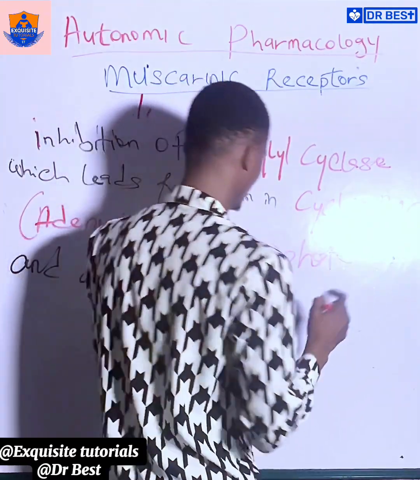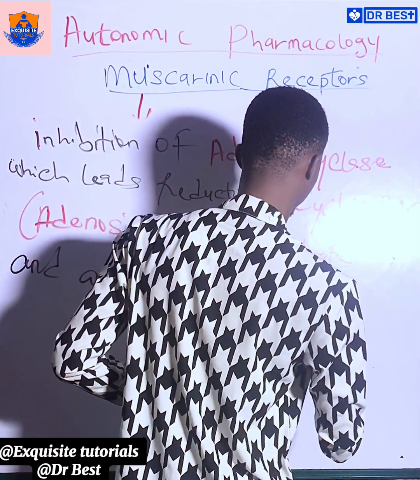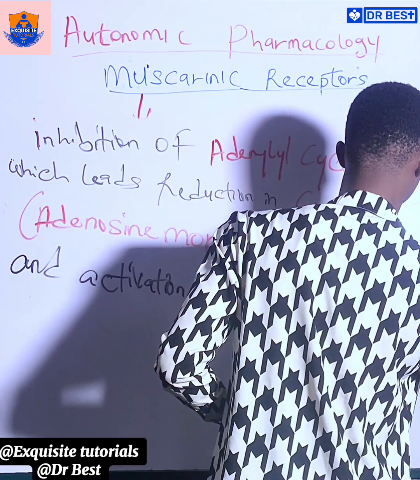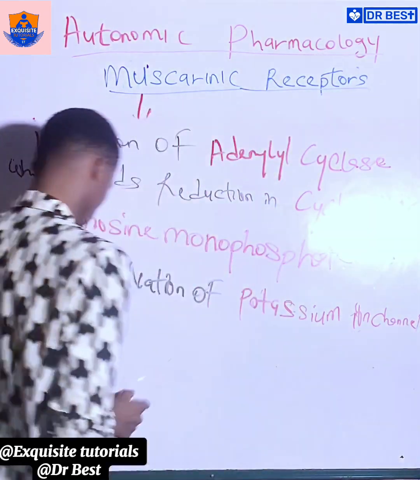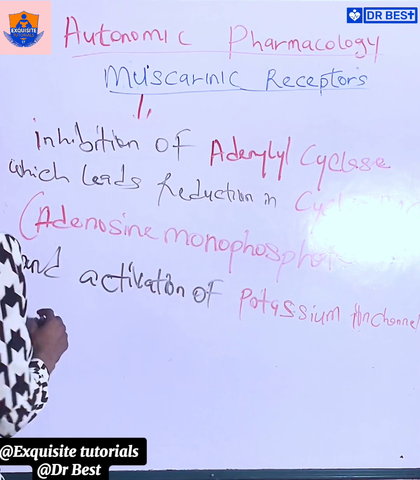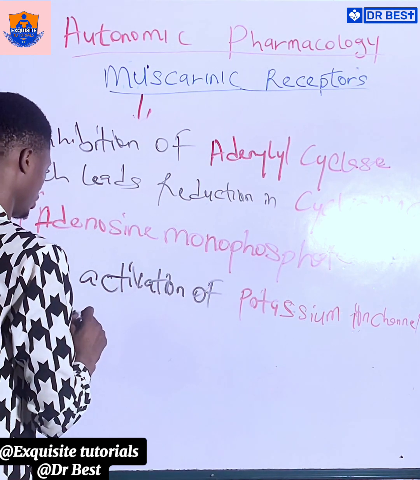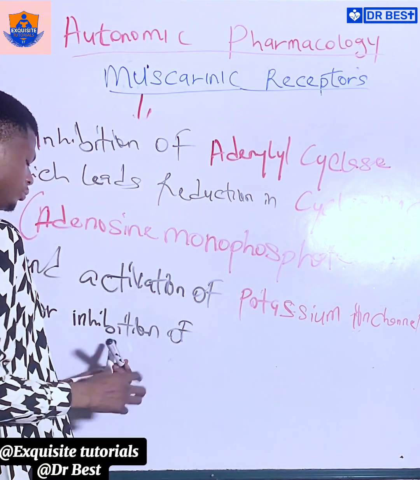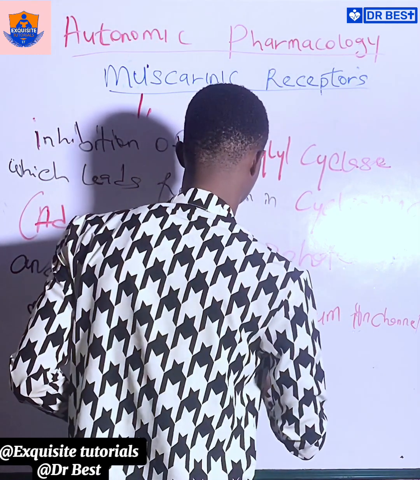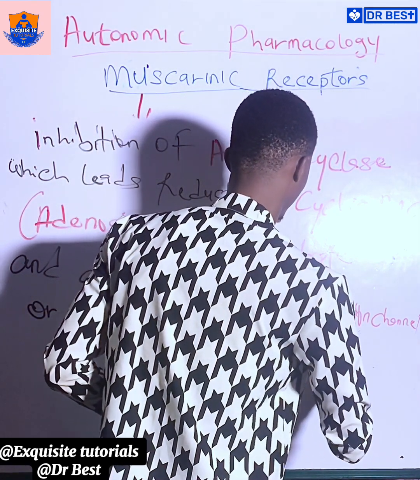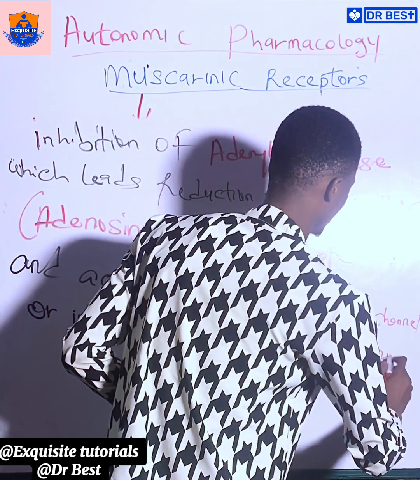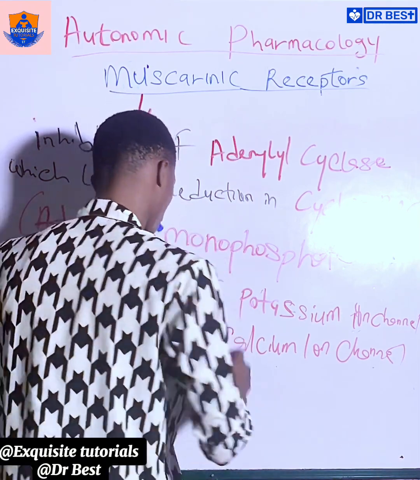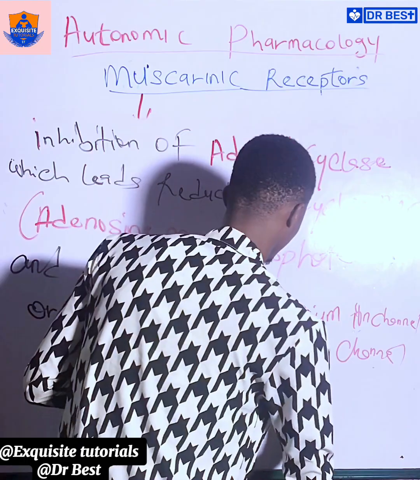right? Activation of potassium ion channel, or inhibition of calcium ion channel. So the one we just explained now is for M2 and M4.